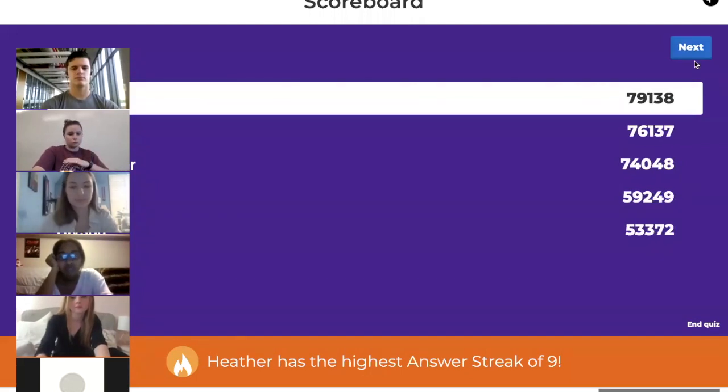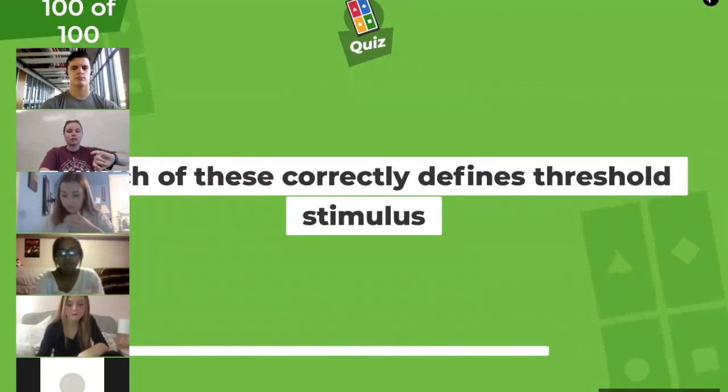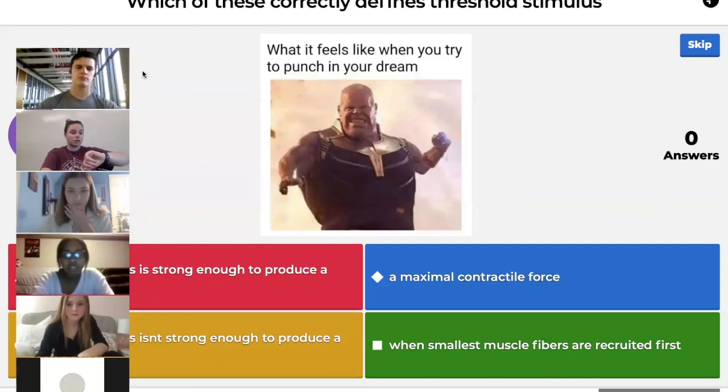Heather. Ooh. Last one. Which of these correctly defines threshold stimulus?